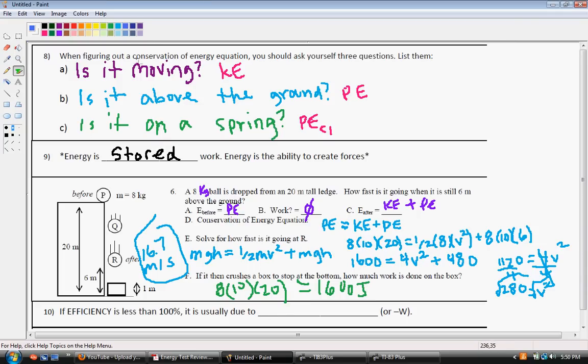Alright. If efficiency is less than 100%, it is usually due to what? Well, it's usually due to what we call negative work or friction.